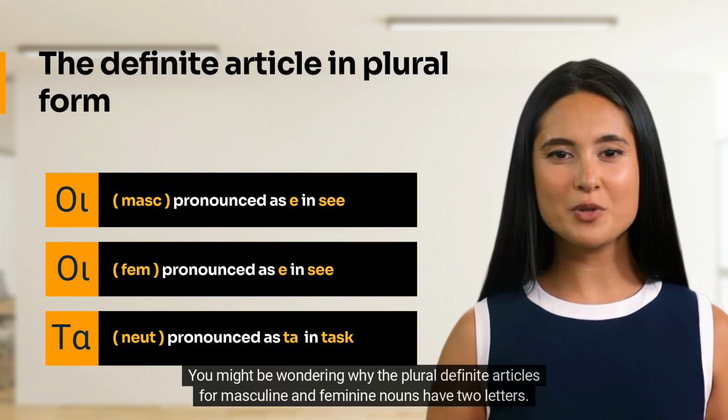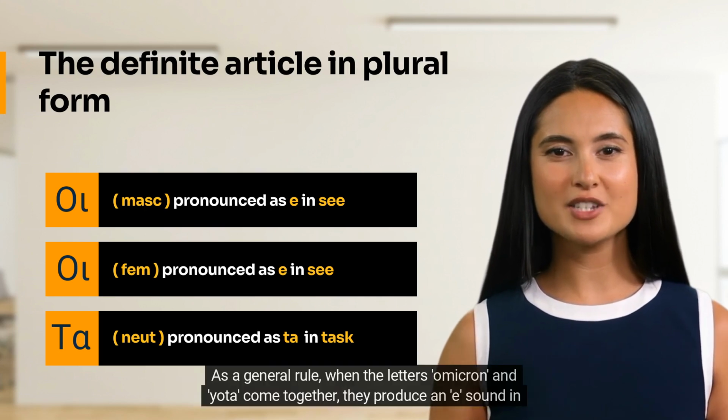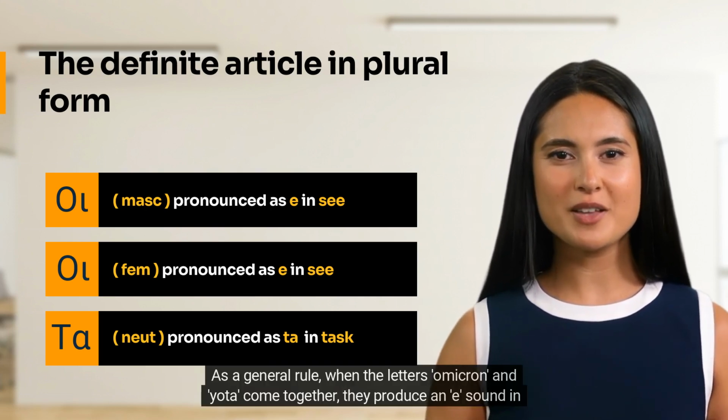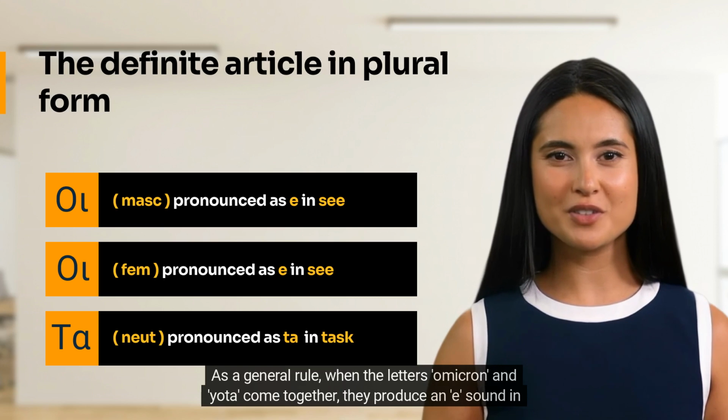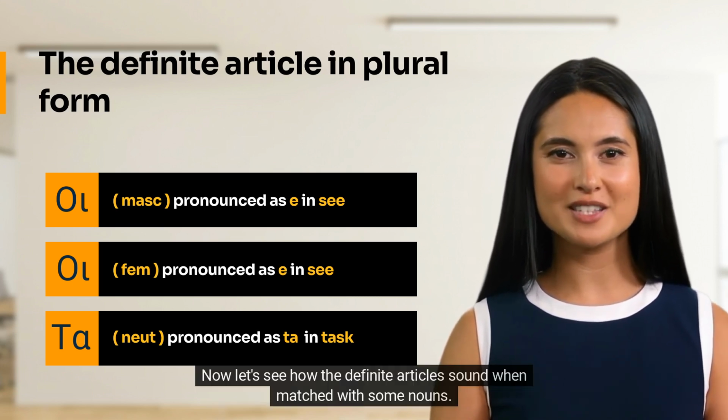You might be wondering why the plural definite articles for masculine and feminine nouns have two letters. As a general rule, when the letters omicron and iota come together, they produce an E sound in Greek. Now let's see how the definite articles sound when matched with some nouns.